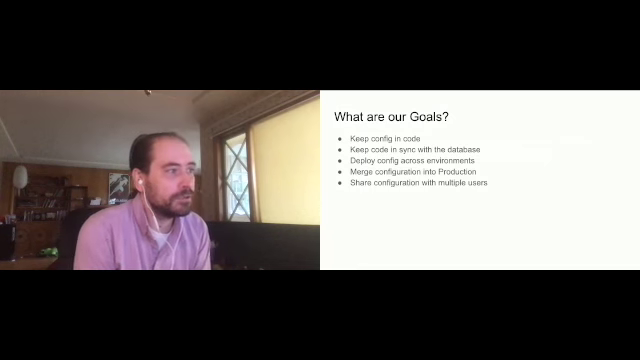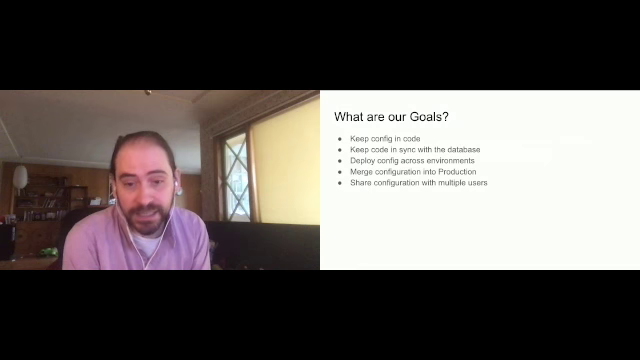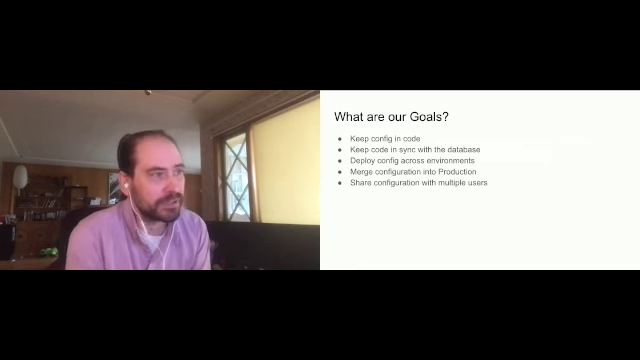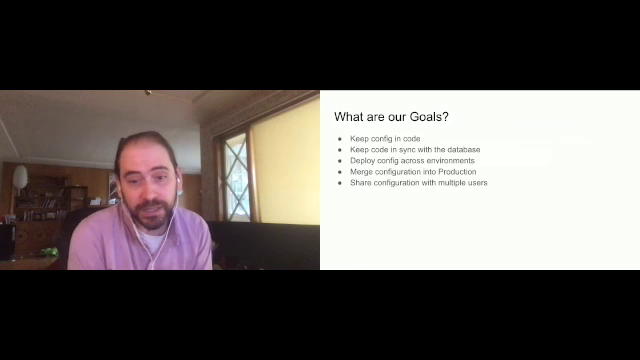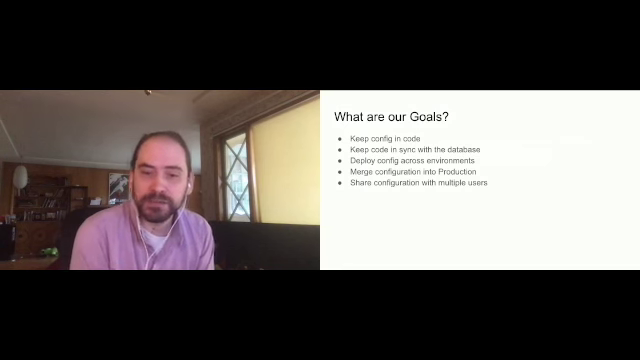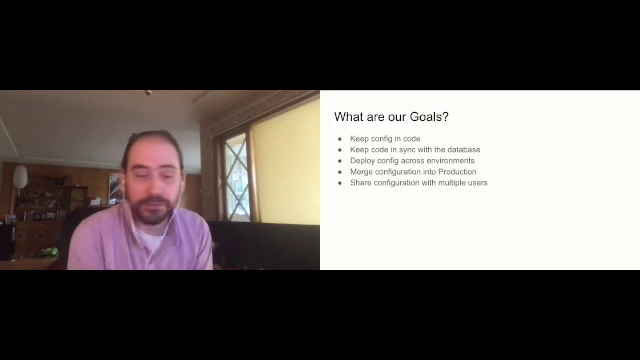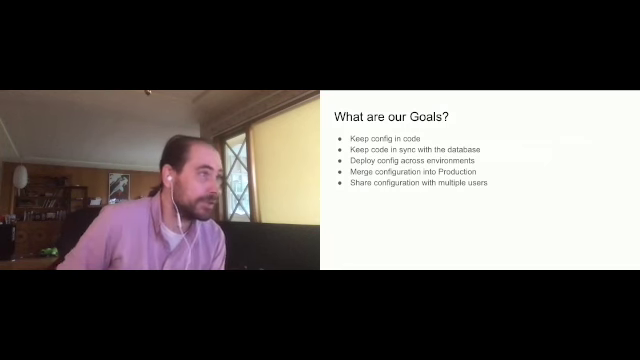We also want to deploy configuration across multiple environments: dev, test, live. We want to be able to merge our configuration into production, because if you've got some new work and you want to add it to production, there might also be different configuration in production, and we want to make sure we can push those things together. And then sometimes if you build something super useful, you want to reuse that work and share it with other people or other sites that you're working on.